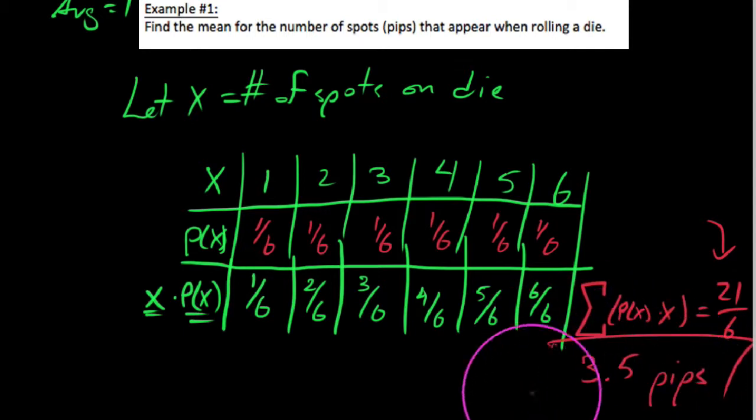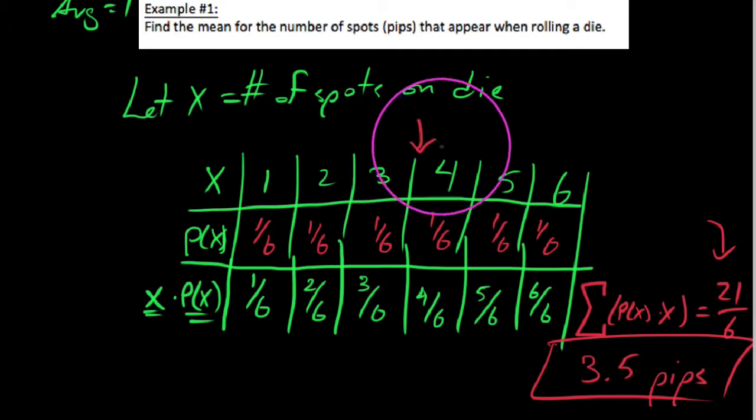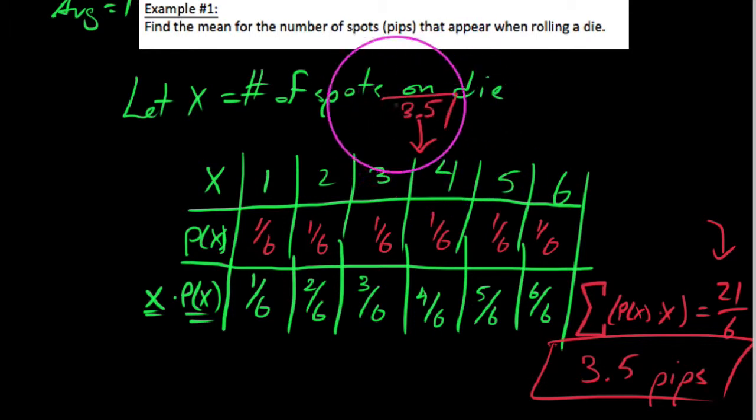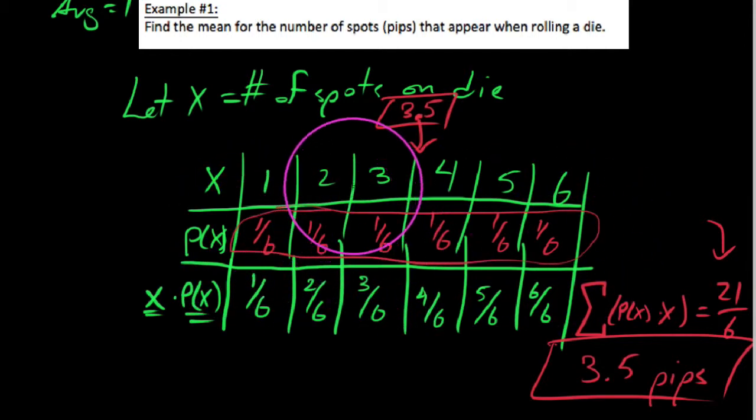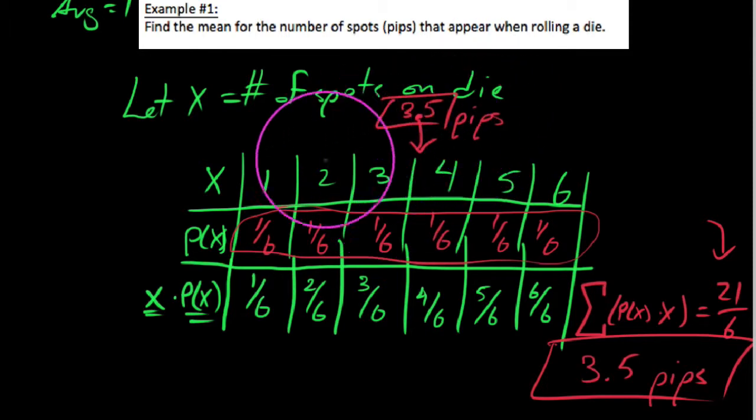Now this is entirely reasonable. If you look at your distribution up here, you can't even roll a 3.5, but it is right in the middle, and the reason it's so balanced is that every outcome was just as equally likely to occur as the next. Okay, so we say 3.5 pips on the die. Now I want to talk about 3.5 pips.